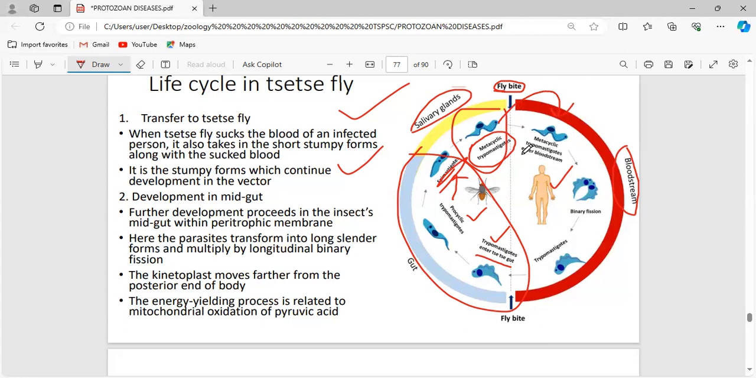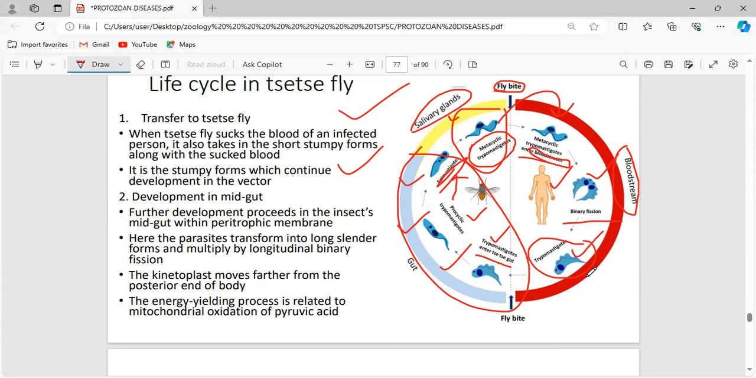Okay, and in the human, they enter the bloodstream. After they enter the bloodstream, they attain sexual maturity and undergo reproduction, particularly asexual reproduction, the binary fission. And after the binary fission, they are converted to the trypomastigote form. See, here are the trypomastigote forms, procyclic forms, and epimastigote forms. In the salivary glands of the tsetse fly, it is in the crithidial form, and that is called the metacyclic trypomastigotes. But here in human, the trypomastigote form will be present.